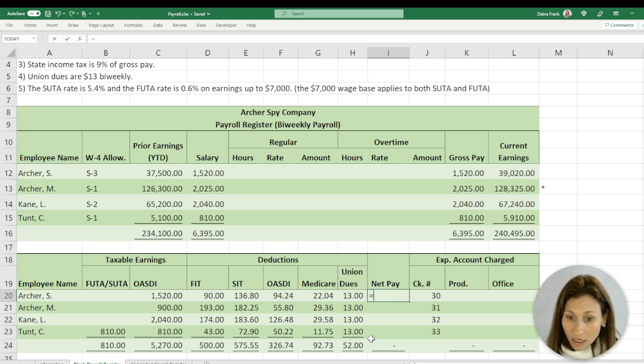So we're going to say our gross pay. Remember our gross pay. Don't use the OASDI because Archer M is a different amount. So don't use that column.